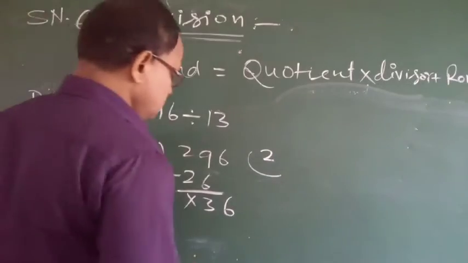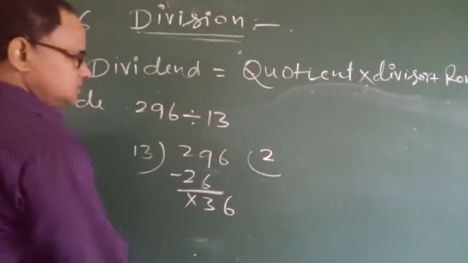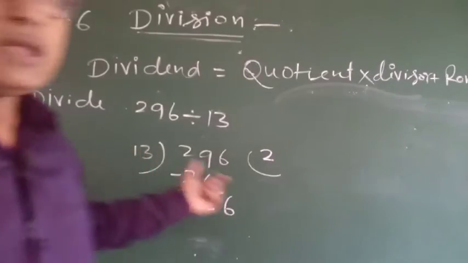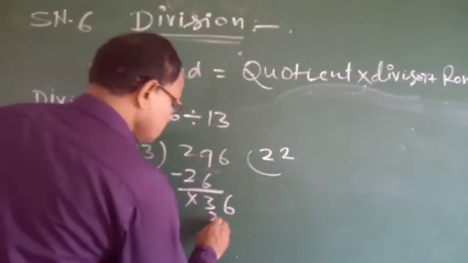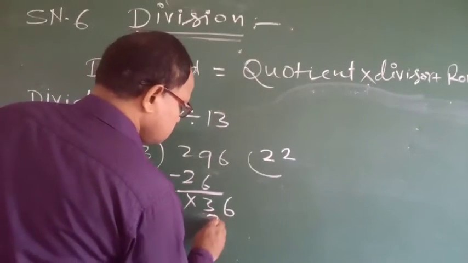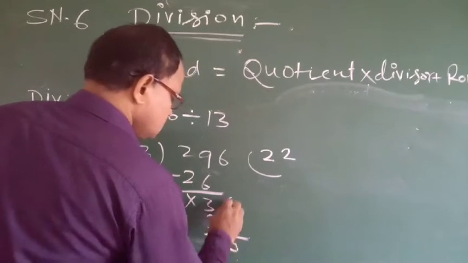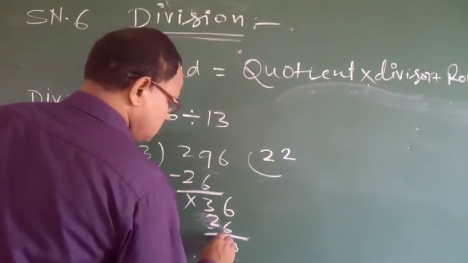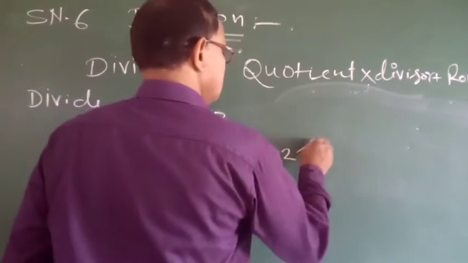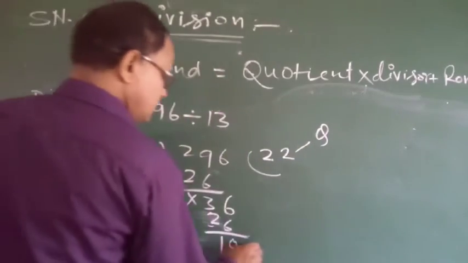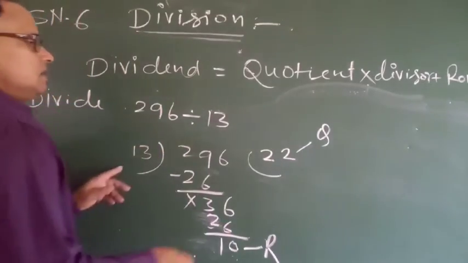After this, how many times do we read the table of 13? 13 threes are 39, more than 36, therefore we read the table of 13 only 2 times. 13 twos are 26. 6 minus 6 is 0, 3 minus 2 is equal to 1. Okay, here 1 is less than 13, then it is the remainder. This is the quotient and this is the remainder and this is the divisor.